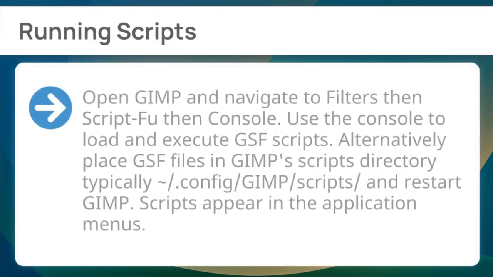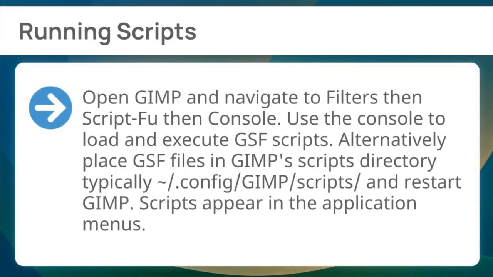First, running scripts. Open GIMP and navigate to Filters, then Script-Fu, then Console. Use the console to load and execute GSF scripts. Alternatively, place GSF files in GIMP's scripts directory, typically under Config, GIMP, scripts, and restart GIMP. Scripts appear in the application menus.